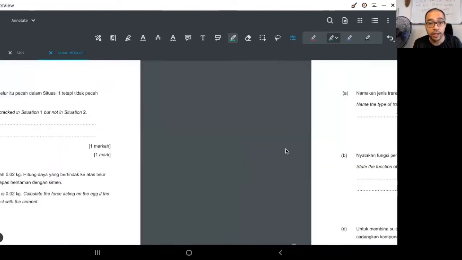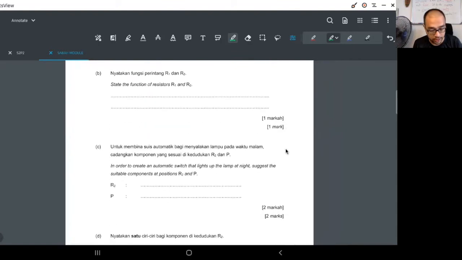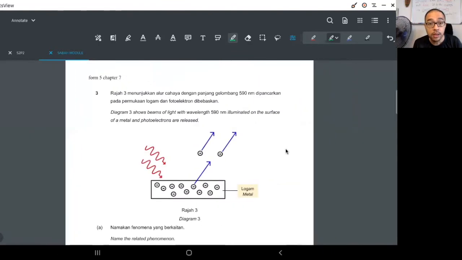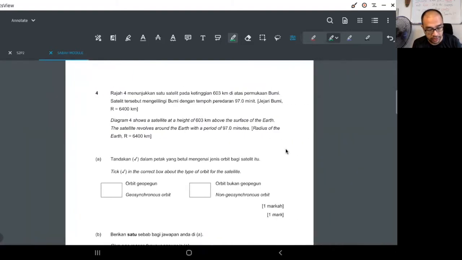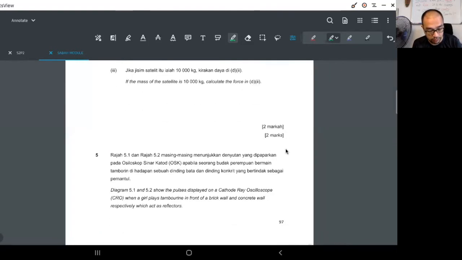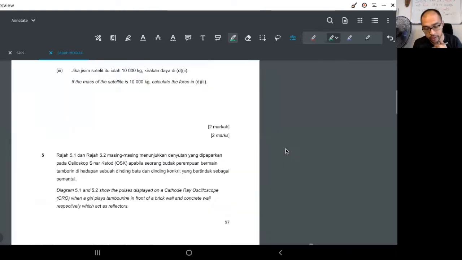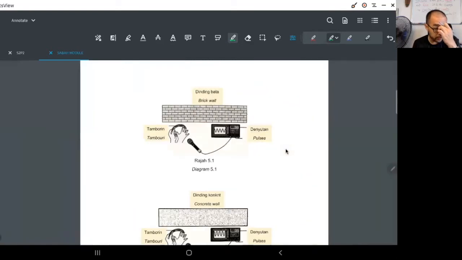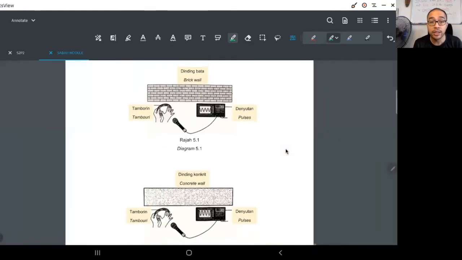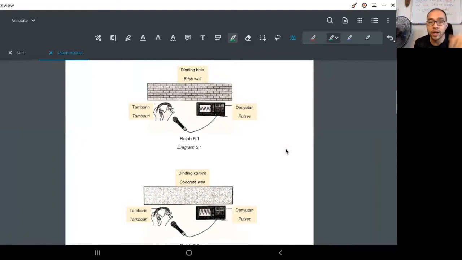Question 1 don't have. Question 2 is transistor. Question 3, this is Form 5, Chapter 7. Question 4 is gravitation. Question 5, okay, this one. The diagrams show the pulses displayed on a cathode ray oscilloscope when a girl places a tambourine in front of a brick wall and a concrete wall. So you have these two situations over there. The girl is playing a tambourine against a brick wall and then against the concrete wall.